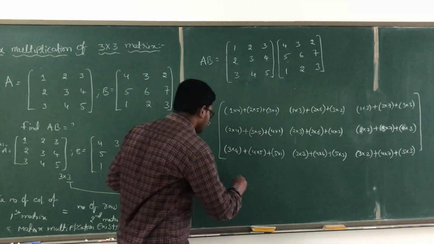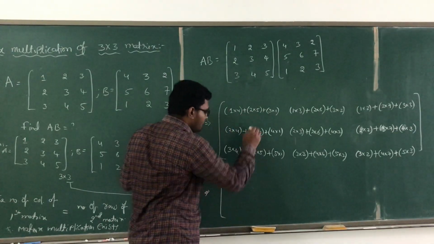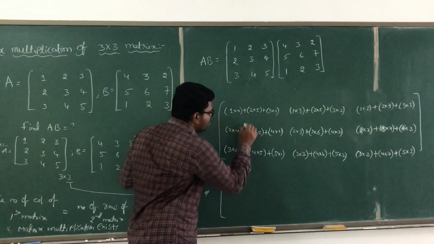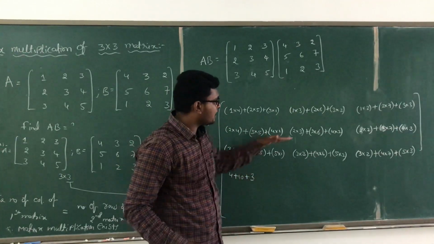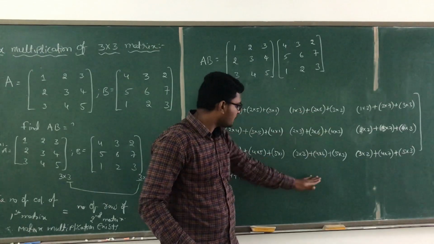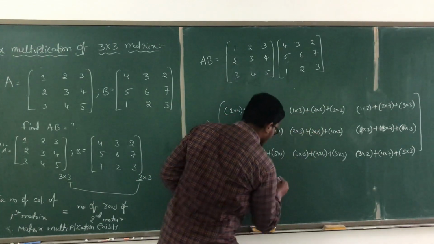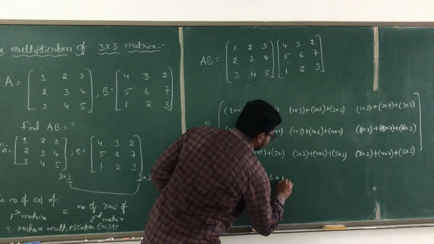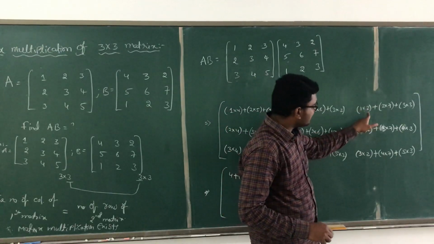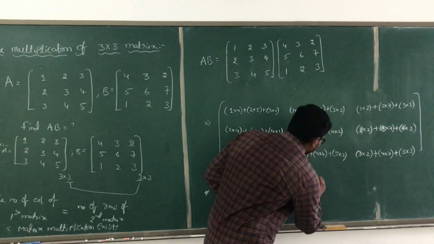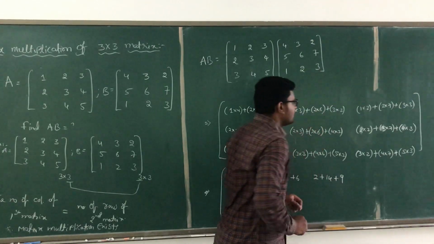What are you going to get here? 1 4s are 4 plus 2 5s are 10. Shall I write 4 plus 10 plus 3? Yes. Now we are moving to the second column here. Leave some space. Now what are you going to get? 3 1s are 3 plus 2 6s are 12 plus 3 2s are 6. Similarly, see here, 1 2s are 2 plus 2 7s are 14 plus 3 3s are 9.